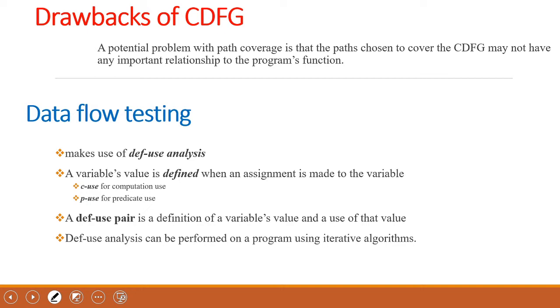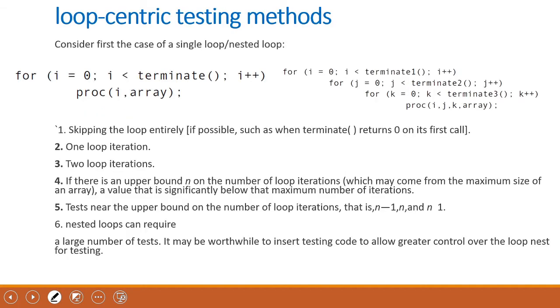In data flow testing, we are using define-use analysis. In define-use analysis, we have two parameters: c-use, a computational usage parameter, and p-use, a predicate usage parameter. A def-use pair is the defined variable value and the use of that value. This analysis is performed using an iteration algorithm. An example of data flow analysis is the loop-centric testing method.